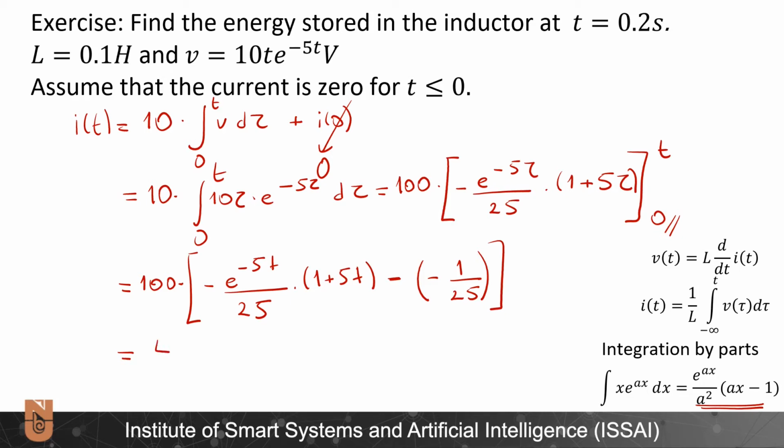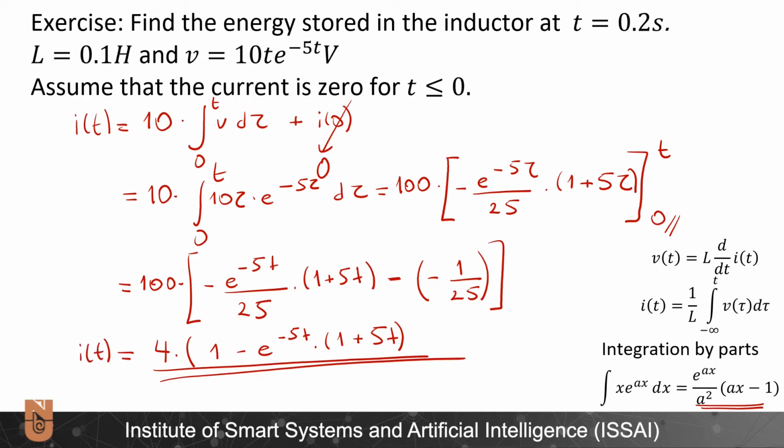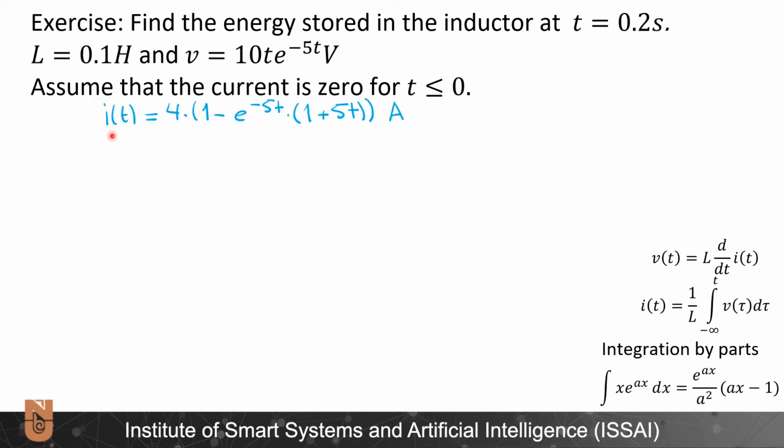Then according to this, it will be 4 times (1 minus e to the minus 5t) times (1 plus 5t). So this is my expression for the current i(t). Now I have the general expression for the current i(t) for this circuit, and now I need to find the energy stored in this inductor at t equal to 0.2 seconds.